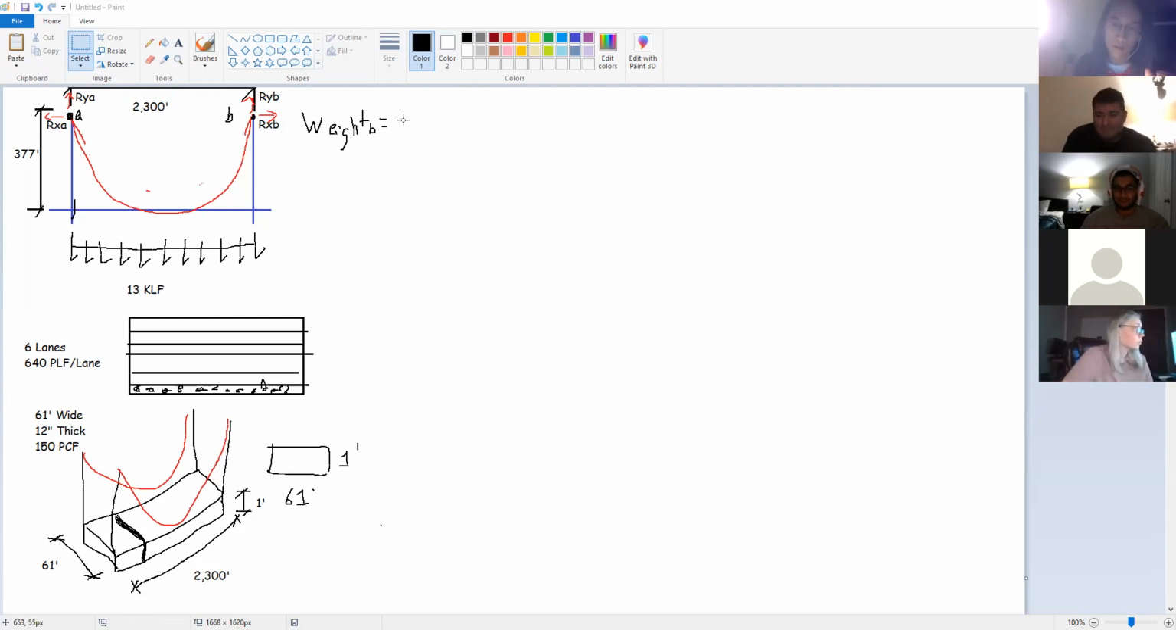Anyway, so we're just going to calculate the weight of the deck. How can we do that? We have pounds per cubic foot, so we need a cubic foot measurement. 61 times 2,300 times 1, that's your volume, and then you multiply by the force per volume. So you have 61 feet times 2,300 feet times 1 foot, times 150 pounds per cubic foot.